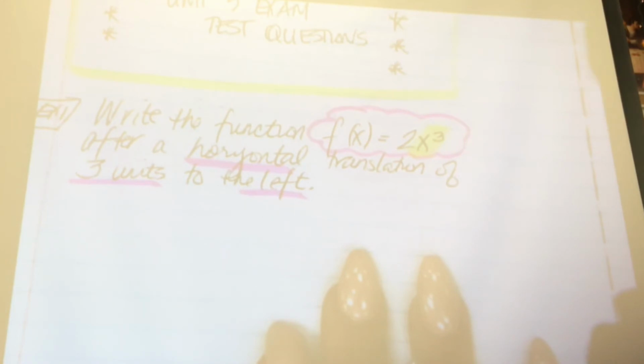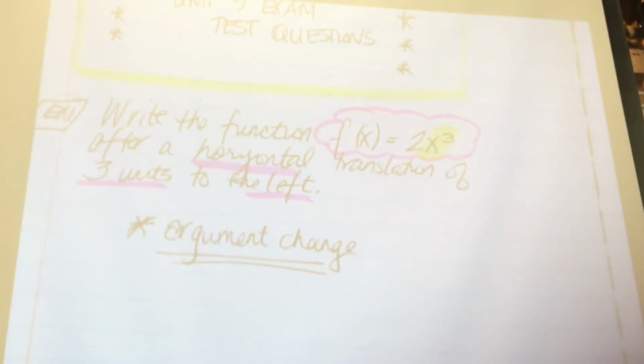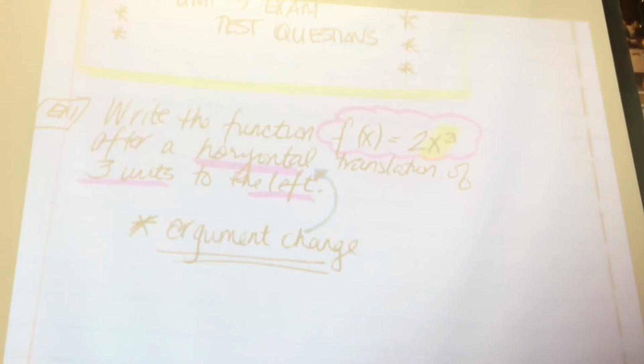Steven? Yes, there is. All right, so whenever there's a horizontal translation, please write a big star here. There is an argument change, and I'm going to teach you a way to remember this in a second. So an argument change means, write this down, Isaiah. Anytime there's a horizontal translation, please put it in a different color so it stands out. Anytime there's a horizontal translation, there is an argument change.